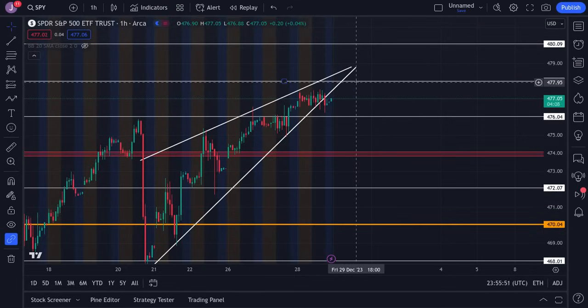477.5 and 478 is resistance. Excuse me, let me just correct that. For support, watch 477, 476, 475.5. Then we have 475 below that and 474.